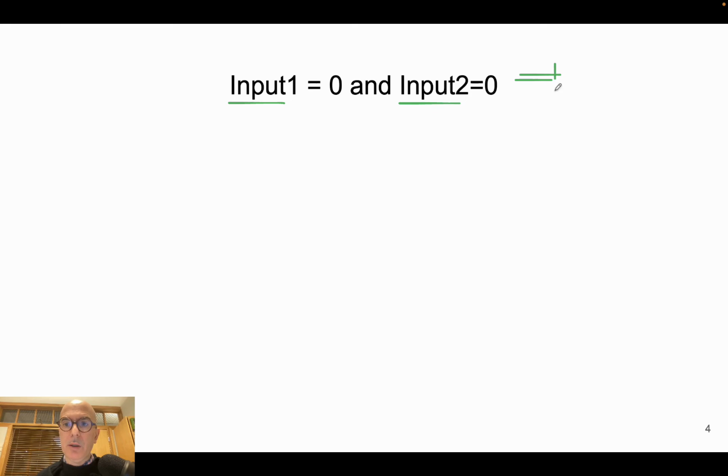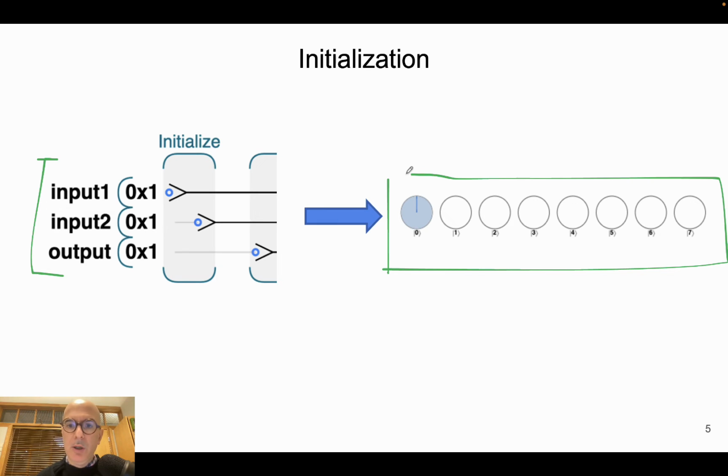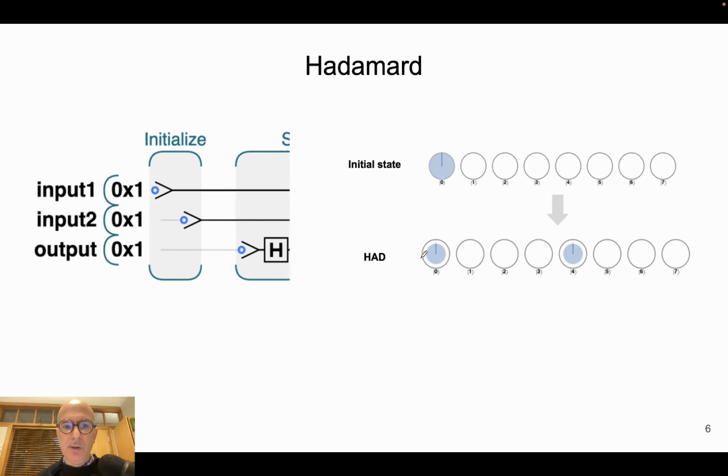We have input 1 in state 0 and input 2 in state 0. That means that in this case the 2 registers are in the identical state. We have a 3 qubit system, so we can represent it in circle notation. All the 3 qubits in the initialization are in the state 0, so this is going to be the representation. So our system is in state 0.